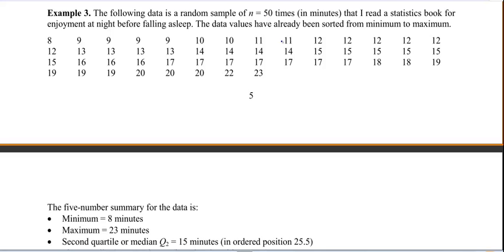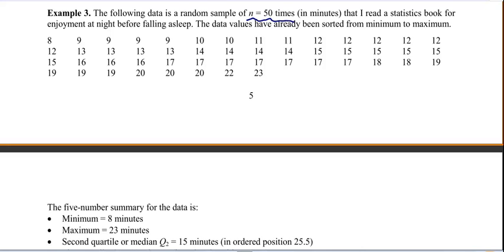This data set consists of 50 times, in minutes, that it took me to fall asleep when I went to bed reading a book. Hopefully not the same book every time, but imagine you might do this yourself. When I can't sleep, sometimes I grab a book, and so I was just tracking the number of minutes I read the book until I fell asleep. I ordered these data values from minimum to maximum.